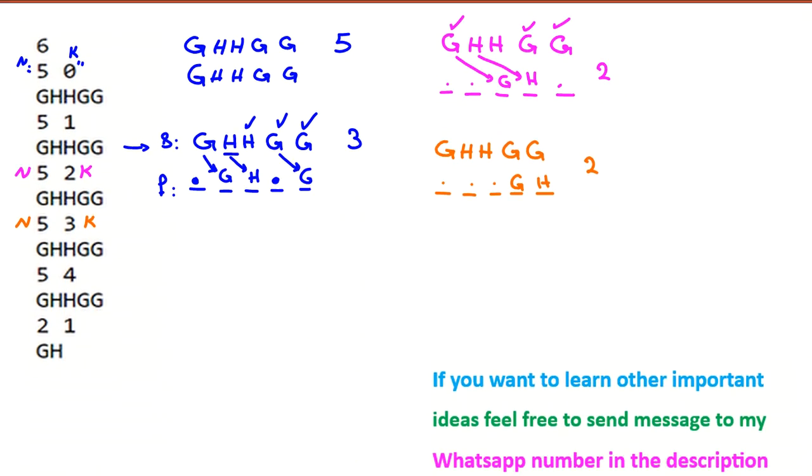Now let's check the next one. N is 5, K is 4. So this one. GHHGG. 1, 2, 3, 4, 5. Because K is 4, so G 1, 2, 3, 4. G. And now it covers all these G's. For this H, if we go 4 units to the right, it will be here, H.